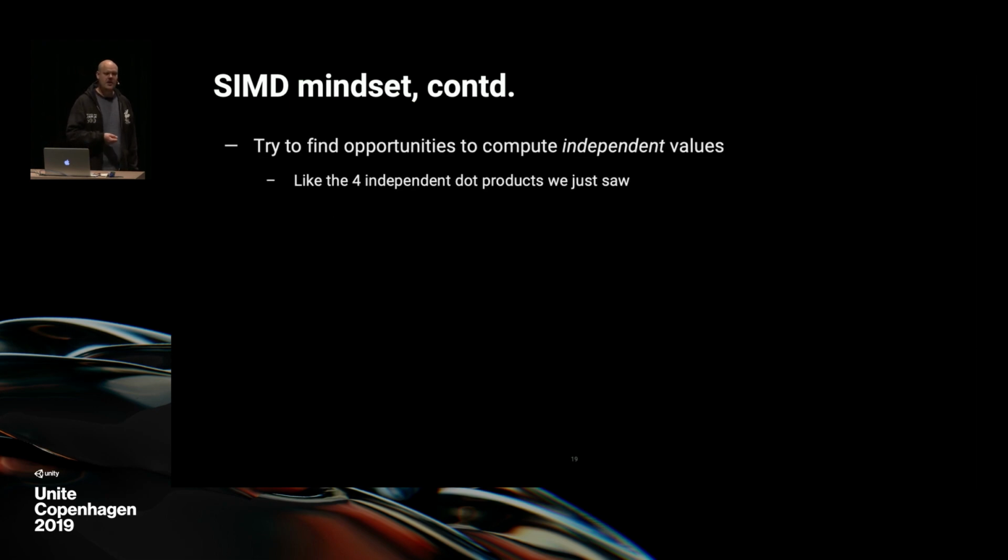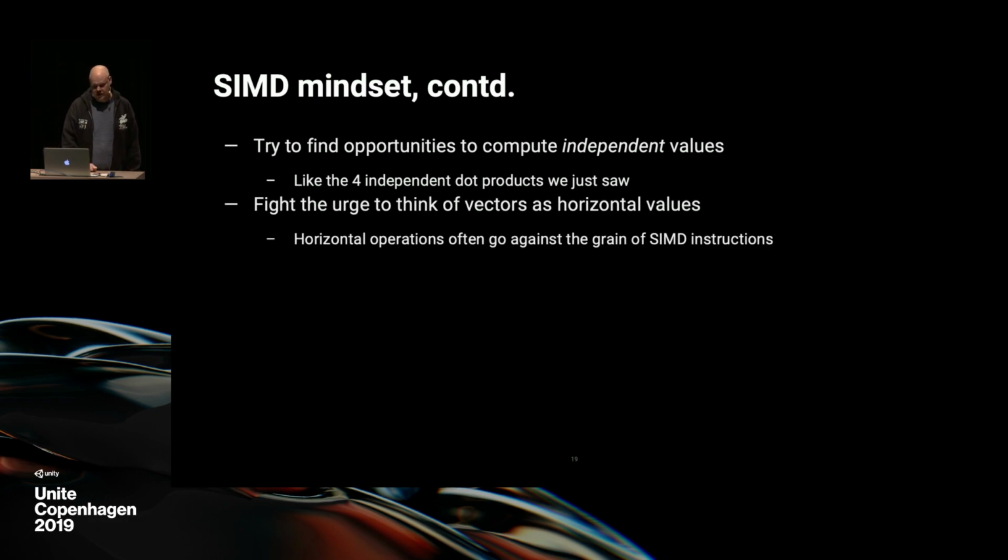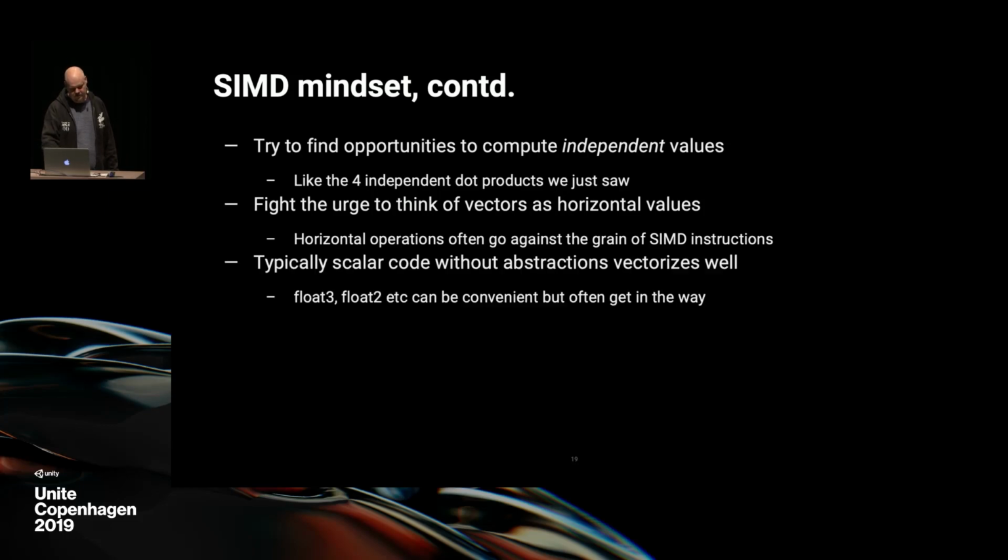The key point, if you take away one thing, is this: you're looking for opportunities to compute independent values. 4 independent dot products, 4 independent force vectors, whatever it is. That's going to give you the best possible chance of getting SIMD code. And really fight that urge to think of vectors as horizontal values. Whenever you find that you have independent components of data laid out horizontally in a register, so the X, Y, Z values go together in the register, it's almost always a mistake. Not always, but it can be.